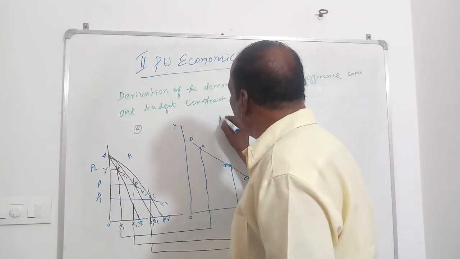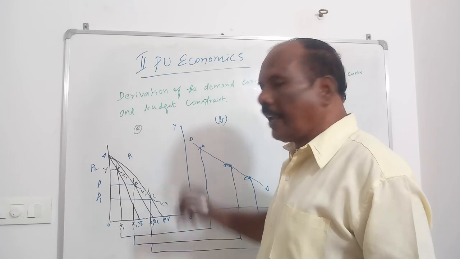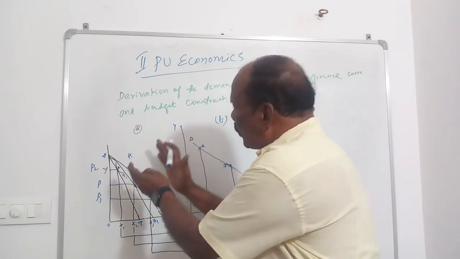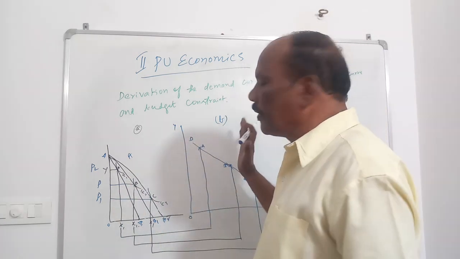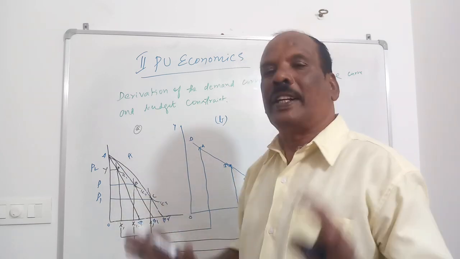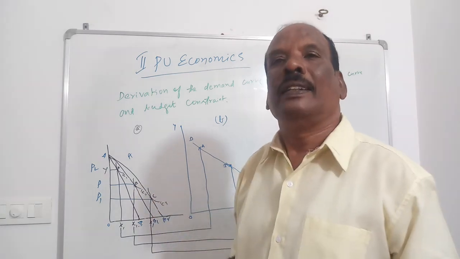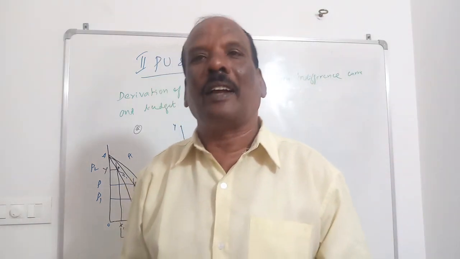You write here picture B. This is picture A. So using this picture A, we have derived this B. That is how we derive the demand curve from the indifference curve and budget constraint or budget line.